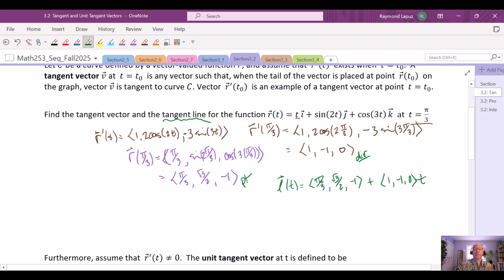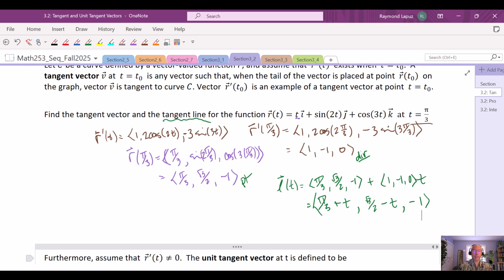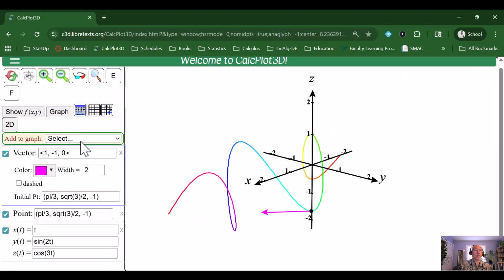Okay, so if we write this in parametric form, we got pi over 3 plus t, that's your x, and then your y is √3 over 2 minus 1 times t, and then your last component is just going to be -1. Okay, so let's draw this line to see if it actually works out to be the tangent line, and I hope that it will be.